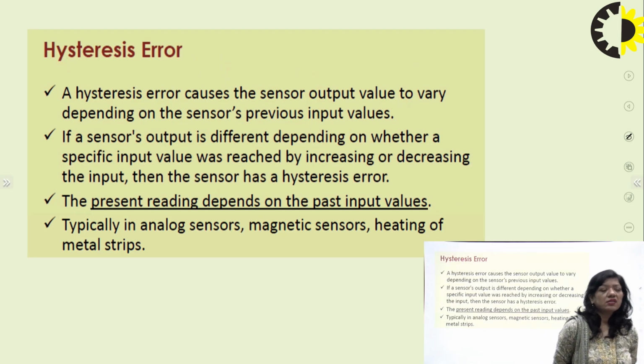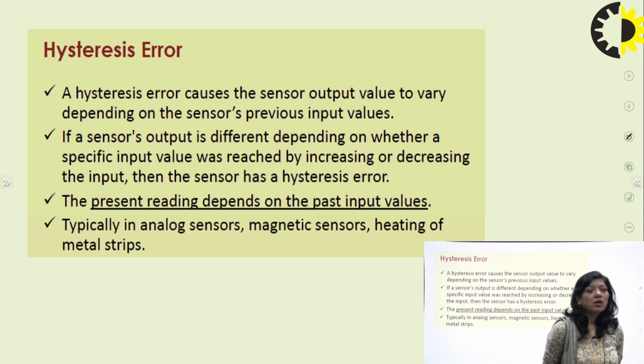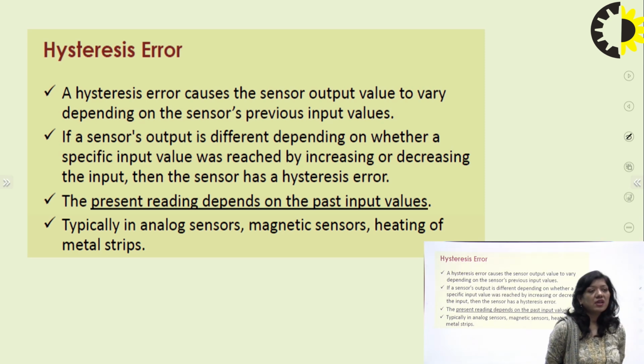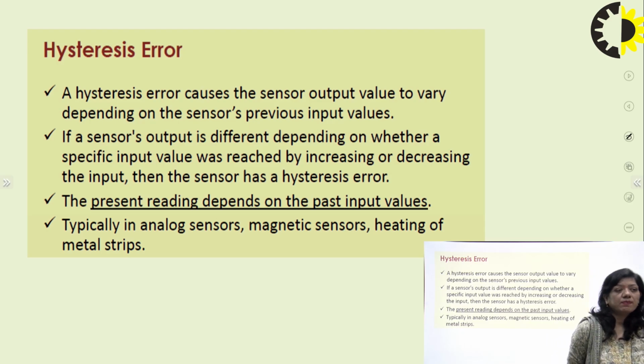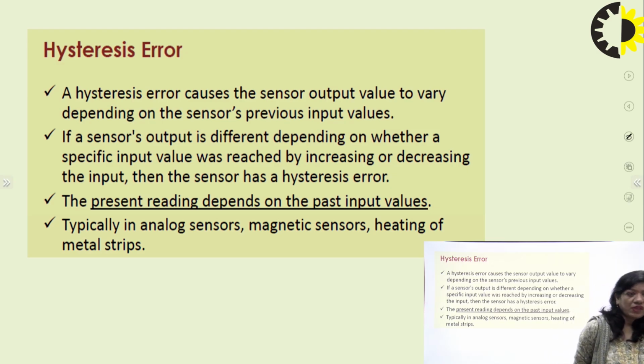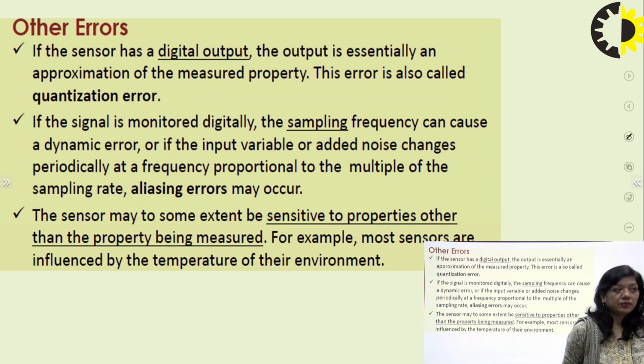Next is hysteresis error. A hysteresis error causes the sensor output value to vary depending on the sensor's previous input value. If a sensor output is different depending on whether a specific input value was reached by increasing or decreasing the input, then the sensor has a hysteresis error. So the present reading depends on the past input value. Typically this occurs in analog sensors, magnetic sensors, and heating of metal strips.